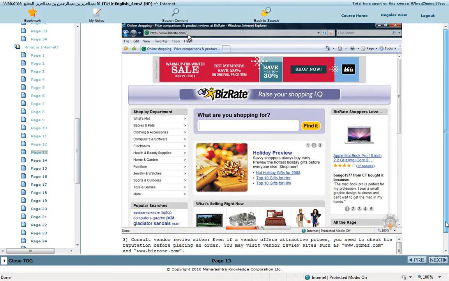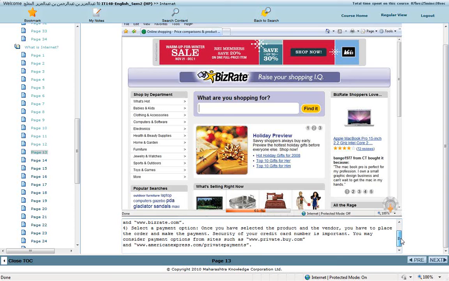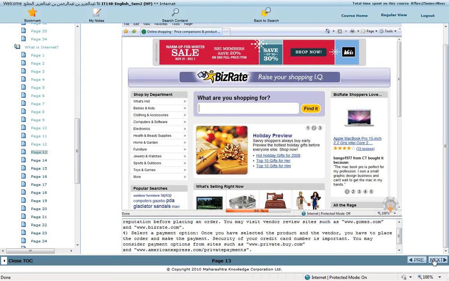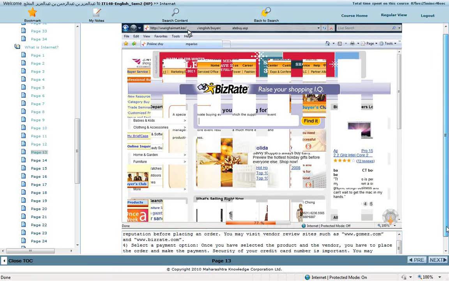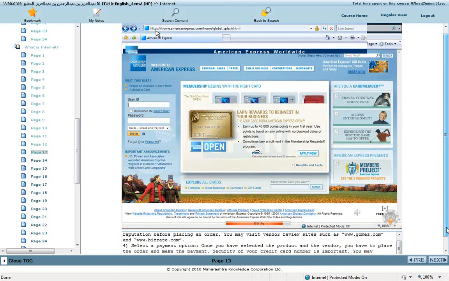Once you have selected the product and the vendor, you have to place the order and make the payment. Security of your credit card number is important. You may consider payment options from sites such as www.private.buy.com and www.americanexpress.com/private payments.